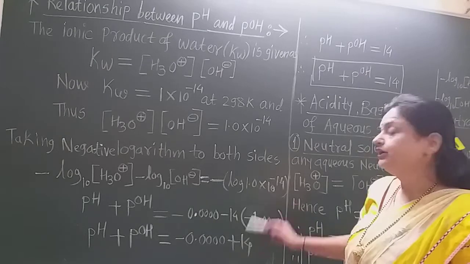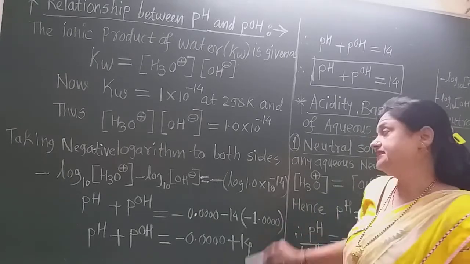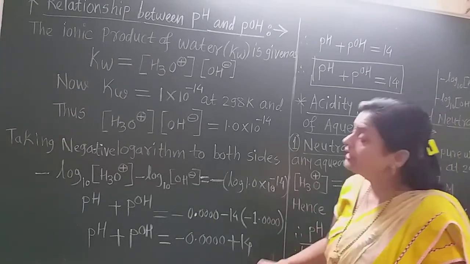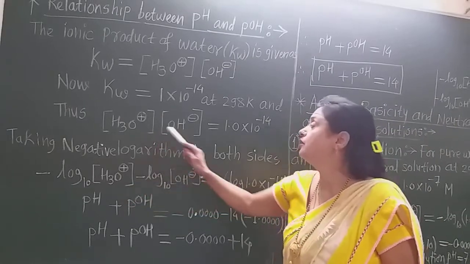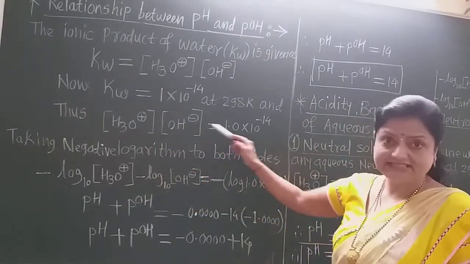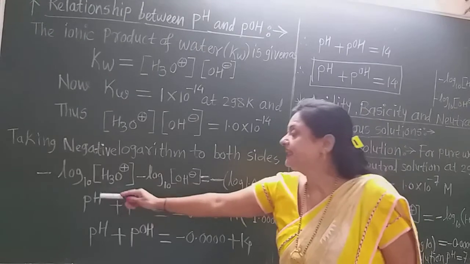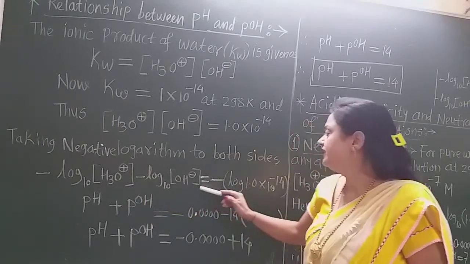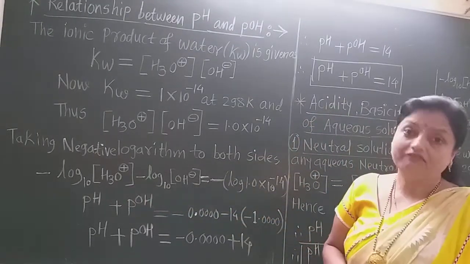Up to this, you understand, students? This is a very important step. Only take the negative logarithm of all the terms in this equation. So on taking the negative logarithm, we will get these values.